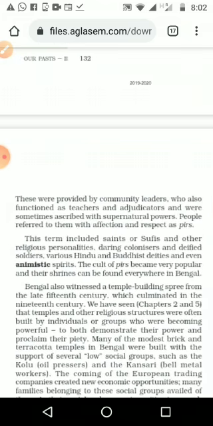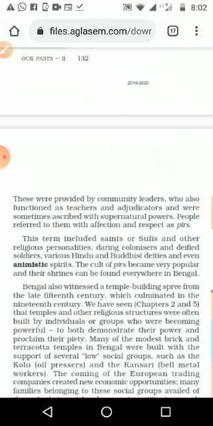Early settlers sought some order and assurance in the unstable conditions of new settlement. Already we said the tribal communities were there, the fisher folk were there, they had already settled. And the new arrivals came from Western Bengal, as well as the kings and his people from the Mughal dynasty. So both of them were creating confusion in that area. Then this order was provided by community leaders, who also functioned as teachers and adjudicators, and were sometimes ascribed supernatural powers. People referred to them with affection and respect as pir.